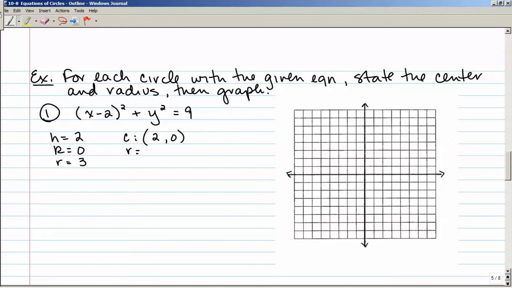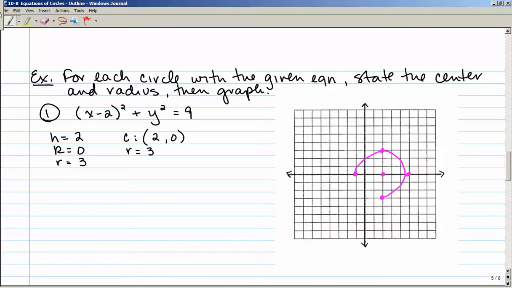And my radius equals 3. And let's graph that. So the point 2, 0 is right there. That's my center. Now my radius is 3. So to do that, I'm going to go 3 units to the right, 3 units up, 3 units to the left, 3 units down. And those are points on my circle, and then kind of connect them.